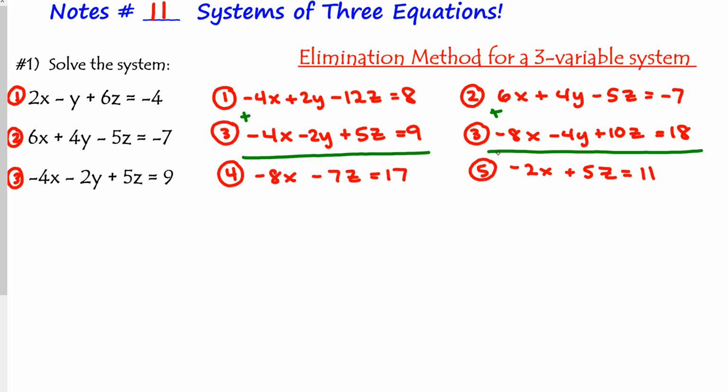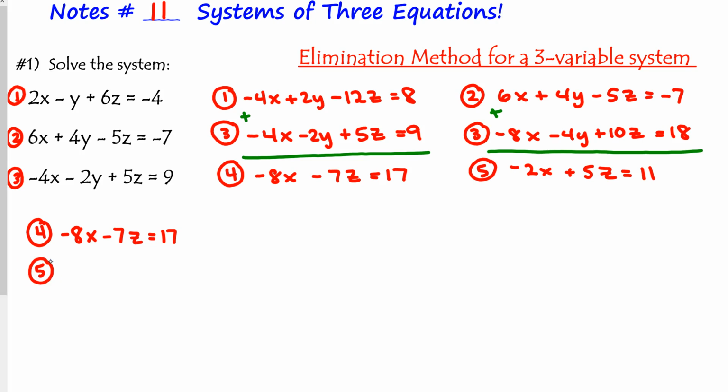Okay, so at this point, we're going to take equations 4 and 5 and try to eliminate something, either x or z. And I think I'm going to try to eliminate x. So I'm going to leave equation 4 as it is. And it is so easy to make just a very small error on this, just a calculation error or something, or drop a negative and mess up. So be sure to really keep your work organized.